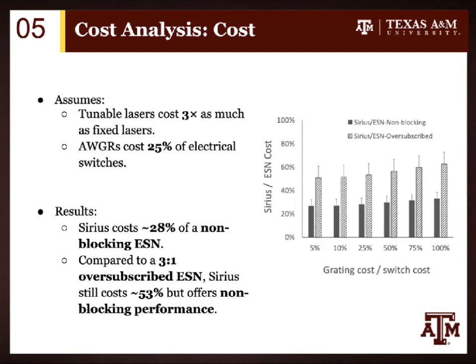And now we show the cost analysis. We assume tunable lasers cost 3 times more than fixed lasers here. As shown in this figure, we can see Sirius enjoys much less cost compared with two kinds of ESNs, the non-blocking and the oversubscribed.